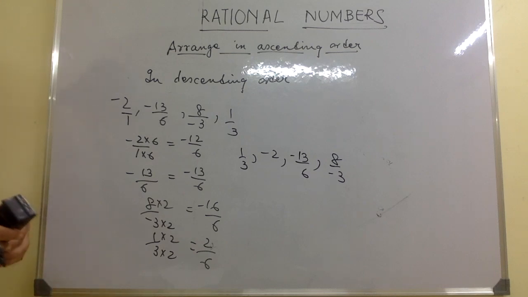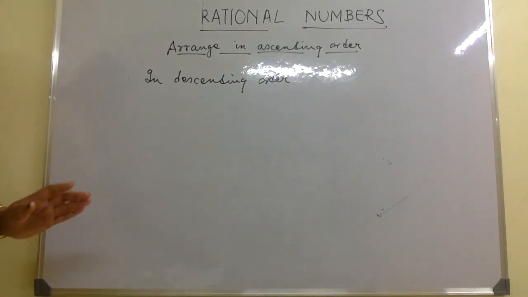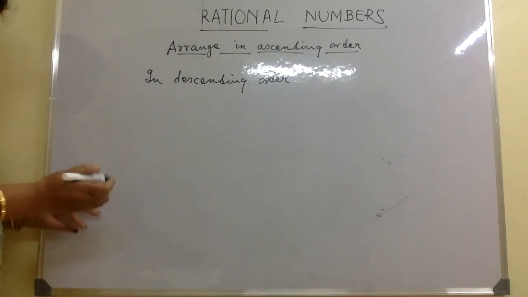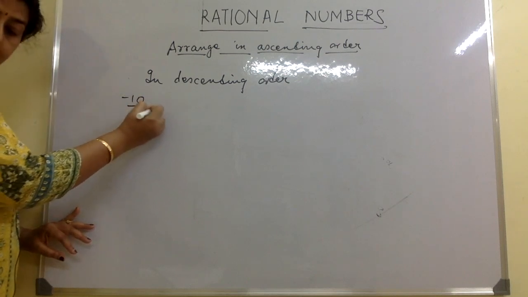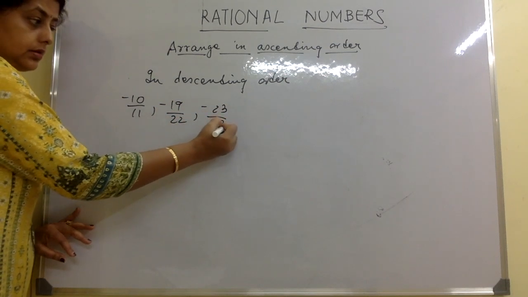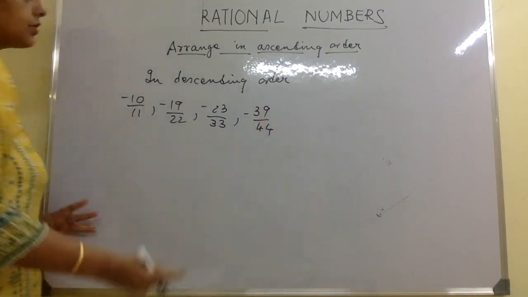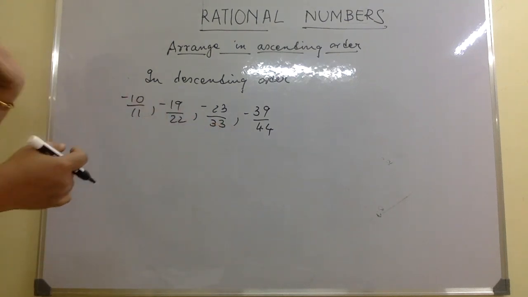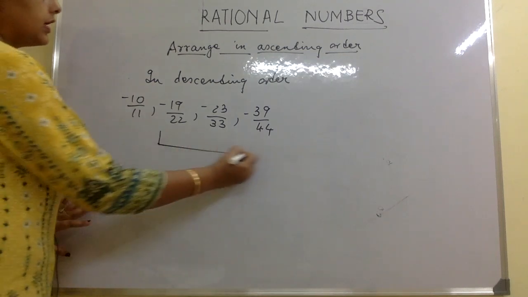Now we will be taking up another question. Let's see. I am going absolutely main wise from your R S Agarwal. So here it is: minus 10 by 11, minus 19 by 22, minus 23 by 33, and minus 39 by 44. Now here I can see all multiples of 11, and I'll have to find an LCM of that. So let me quickly find an LCM.